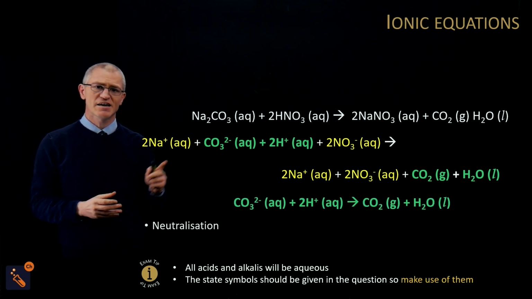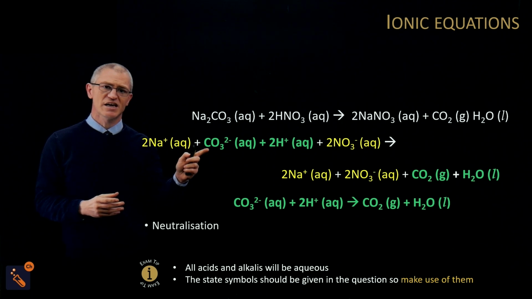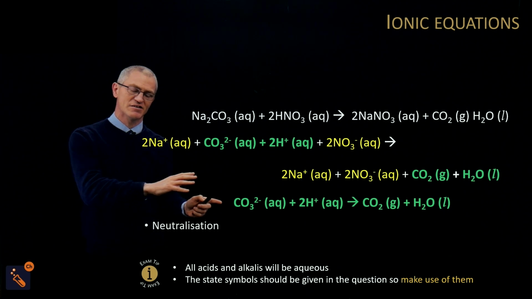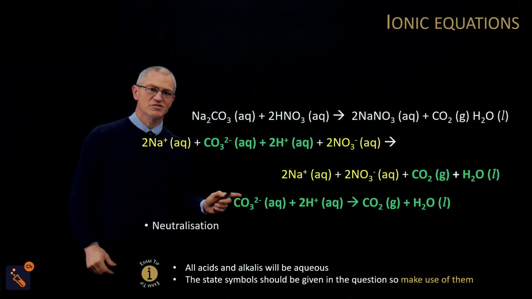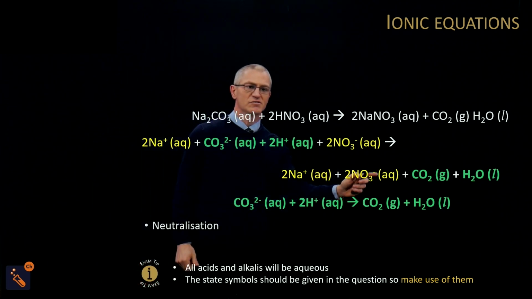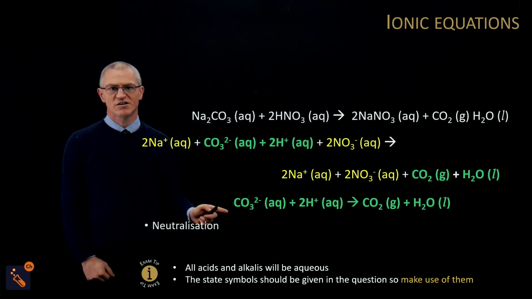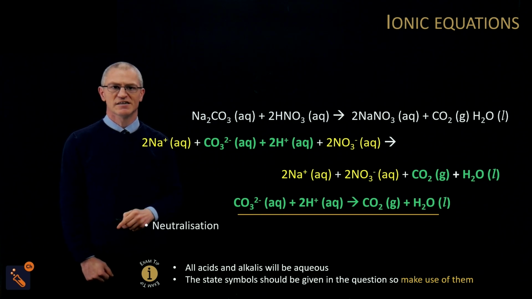So if we then take the ions out that we want to keep in the ionic equation, well, you can see that we've got CO3 plus 2H plus goes to CO2 plus H2O, and that's the ionic equation for metal carbonates plus an acid, and it's general for all of them.